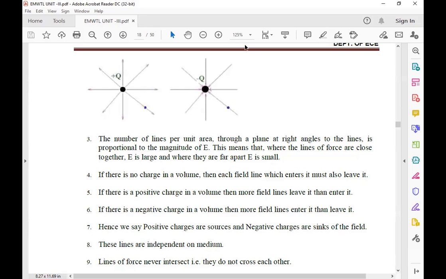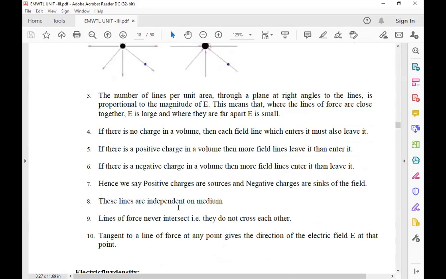towards a negative charge. From the positive charge, all these lines of force never intersect. They do not cross each other. See, the lines of force always go radially like this, and the lines of force do not cross one another. Even with more lines, they do not cross each other or intersect.